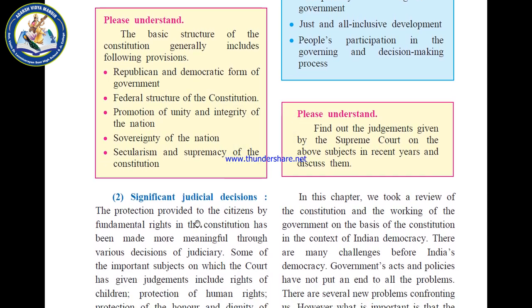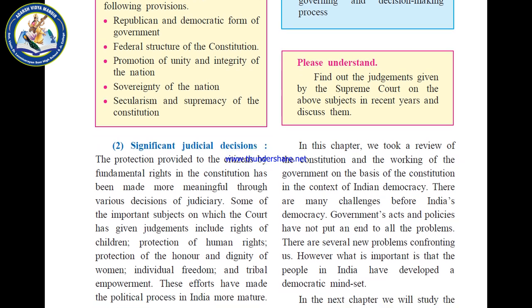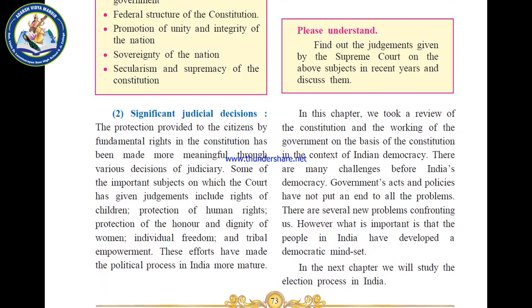Second, significant judicial decisions. हमारे country में हमारे high court ने, हमारे judicial system ने ऐसे बहुत से decisions लिए हैं जो those are really appreciating. The protection provided to the citizens by fundamental rights in the Constitution has been made more meaningful through various decisions of the judiciary.